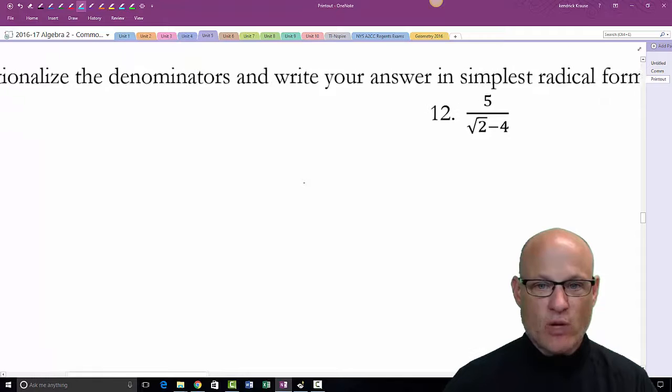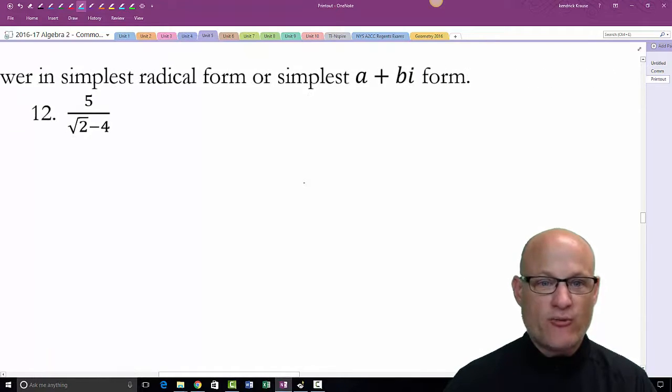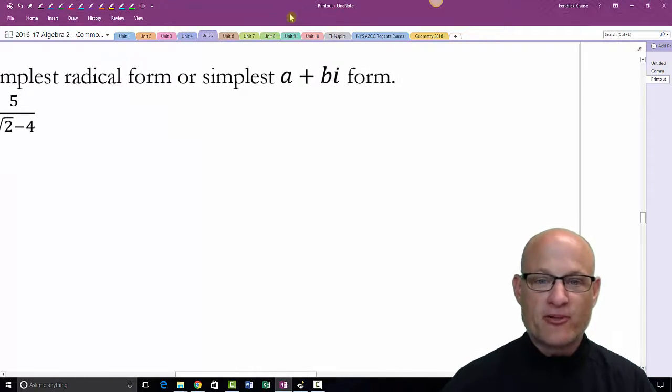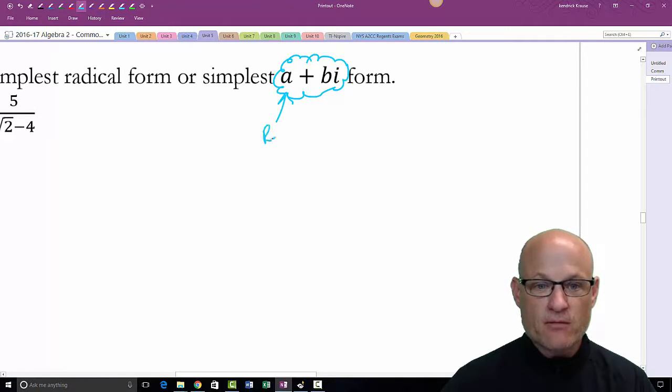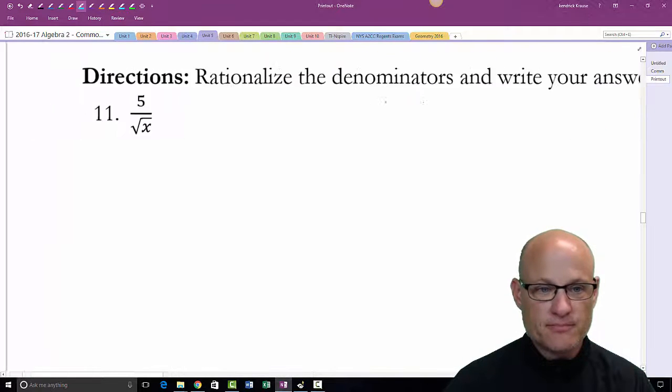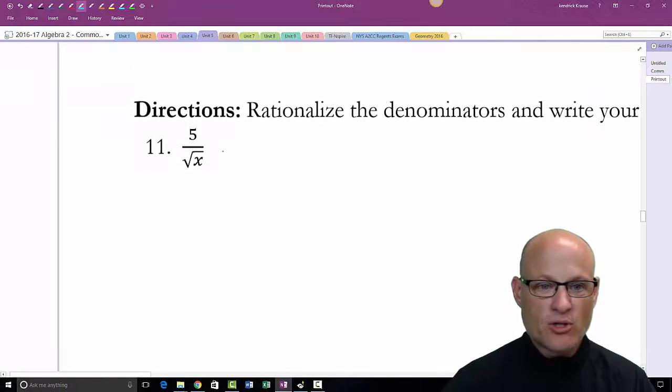Rationalize the denominators. Write your answer in simplest radical form or in simplest a plus bi form. A plus bi form just means you're going to end up with a real number and an imaginary part. Shouldn't be a problem. All right, let's do this. So we're going to rationalize the denominator. We're going to multiply by radical x over radical x. So I end up with 5 radical x over x. Done.